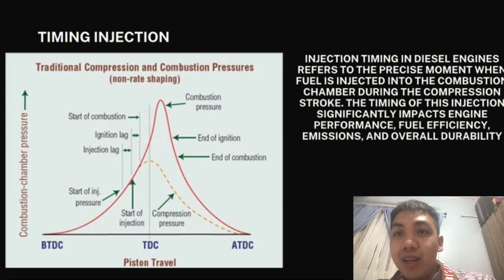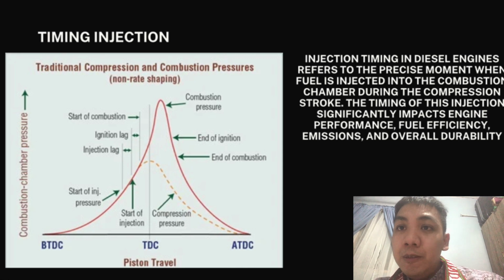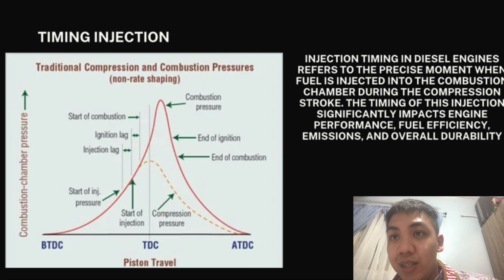You can see here from the graph, we have BDC, TDC, and BDC below, and the y-axis is combustion chamber pressure. You can see that the typical diesel engine is the dotted line, and the actual one is the red line. So here we can see the start of injection and injection lag, the start of combustion, and then the combustion pressure peak, and after combustion, the pressure decreases, to the end of ignition and end of combustion. So we can see the pressure going up and down.